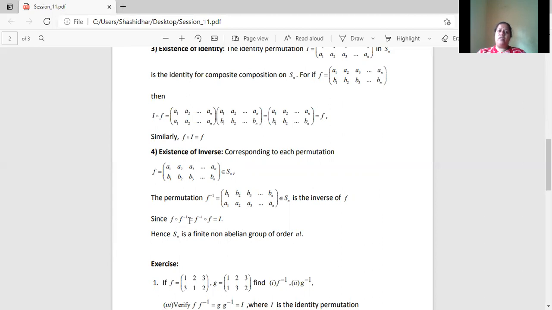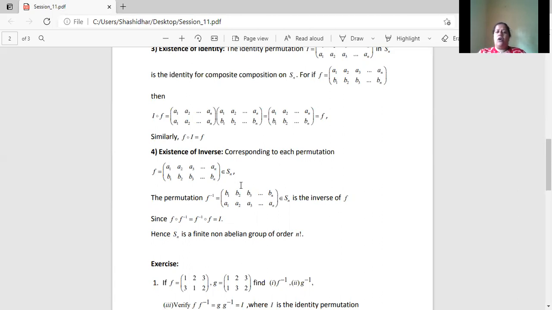A star B is equal to B star A is equal to E. If we are getting the identity element with the binary composition of an element and its inverse, then we say that the inverse of an element exists. In the same way here, we are getting the composition of F and its inverse as I, the identity permutation.